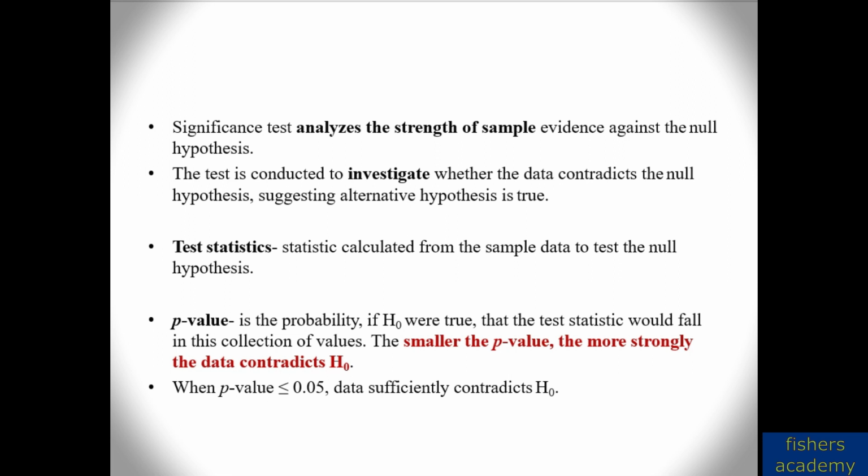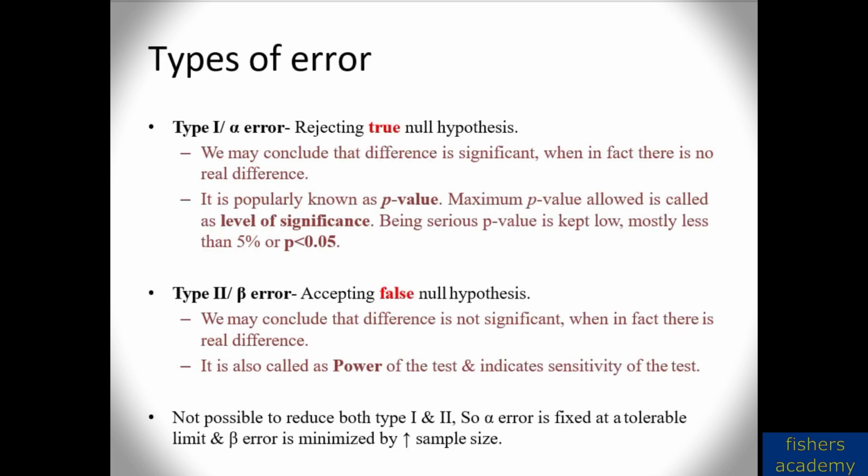Okay, the next, types of error. Type 1 error: rejecting a true null hypothesis. We may conclude that the difference is significant when in fact there is no real difference. It is popularly known as the p-value. The maximum p-value allowed is called the level of significance. Being serious, the p-value is kept low, mostly less than 5%, or p is less than 0.05.